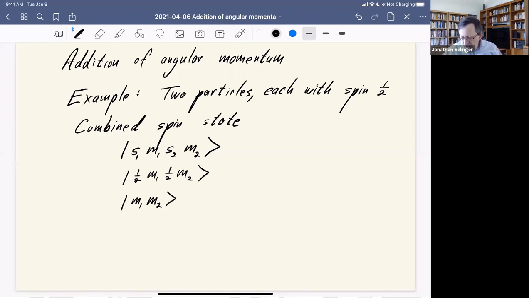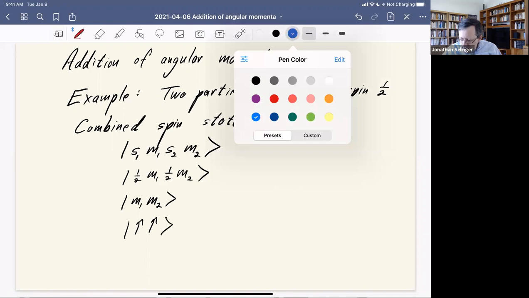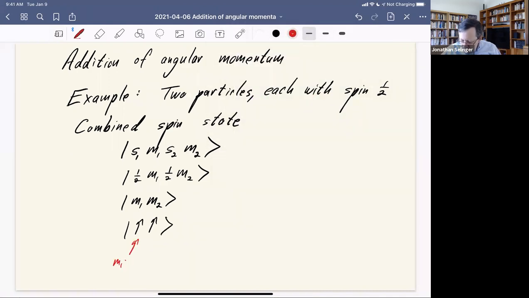Or we could write the states as up, up, to indicate that they are both pointing up. So this means M1 equals a half and M2 equals a half. Any of these things would be a perfectly good notation to describe the spin state.